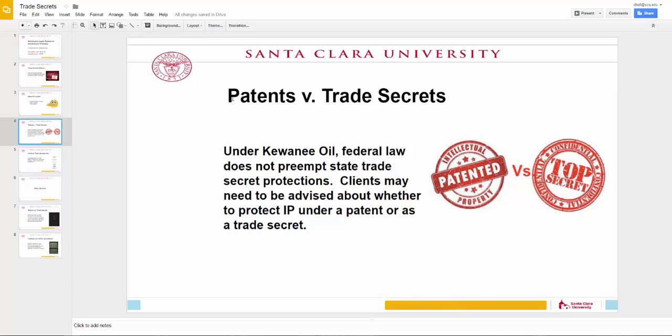There is some relationship between patents and trade secrets in that clients may need to be advised whether they would elect to protect their intellectual property under a patent, which would be publicly disclosed, of course, or as a trade secret, where it would not be disclosed. There are pros and cons, of course, to protecting intellectual property under a patent. You have a limited duration under a patent. However, your remedies for infringement are quite a bit more extensive.